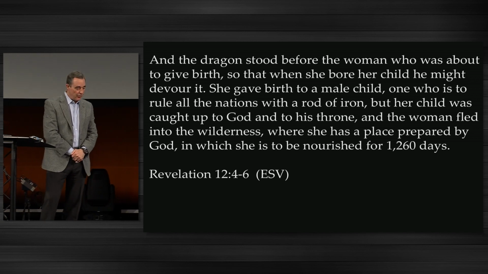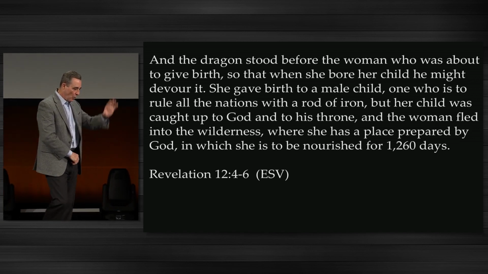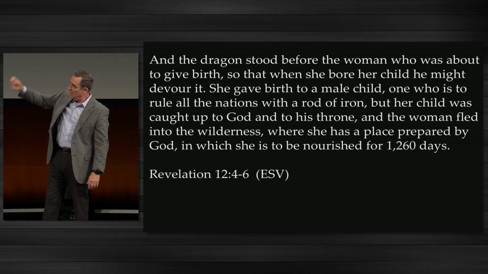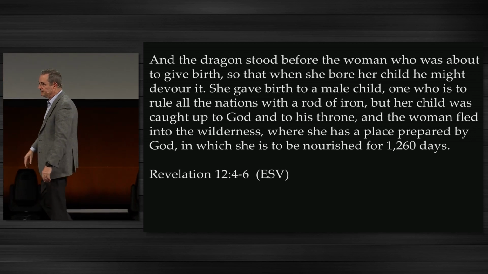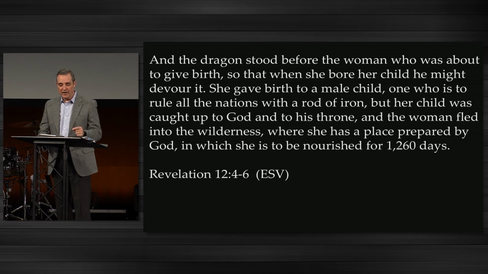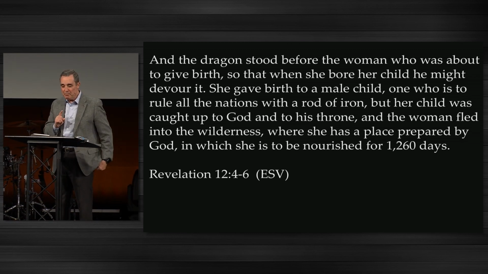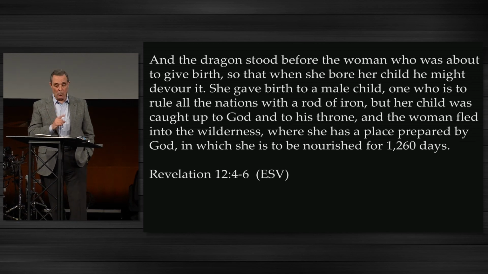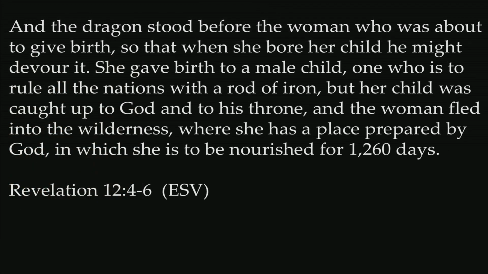And so what happens then in this vision? We're now back to the vision. You have the woman, you have Satan, he's had war, he's cast down, and the dragon stood before the woman who was about to give birth, so that when she bore her child, he might devour it. She gave birth to a male child, one who is to rule all nations with a rod of iron. That is talking about the Messiah. In the Psalms, in the Old Testament, the Messiah is described as the one who will come rule with a rod of iron.